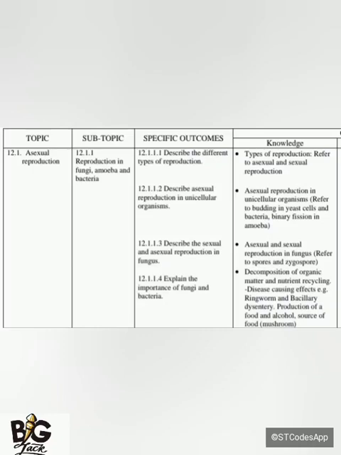Then apart from that one, they can ask you to explain the importance of fungus and bacteria. Okay? Yeah, they can ask you that one. So if they ask you to explain the importance of fungi and bacteria, they just mean to explain the uses of fungi. For example, in the manufacturing of medicines, food, and also alcohol production. If they ask you to explain the importance of bacteria, they are just asking you to explain the disease-causing effect, like ringworm and bacillary dysentery.